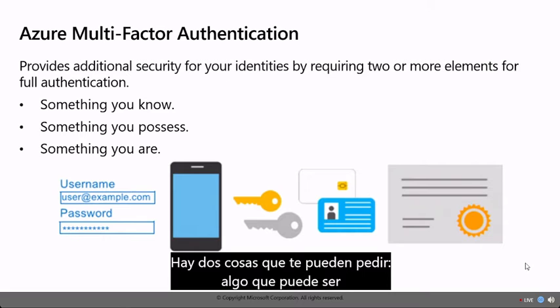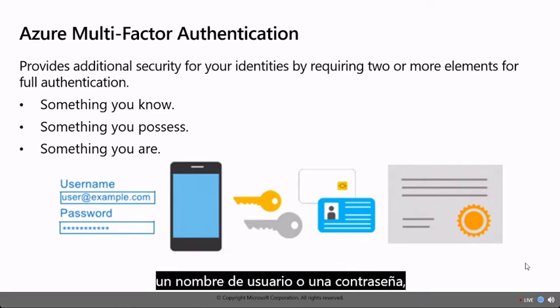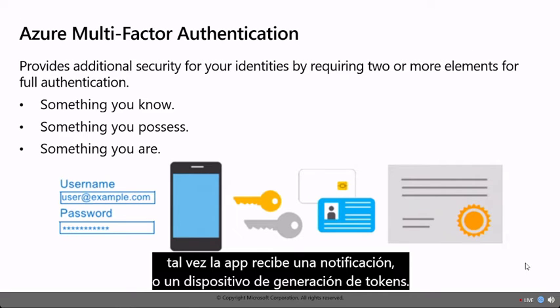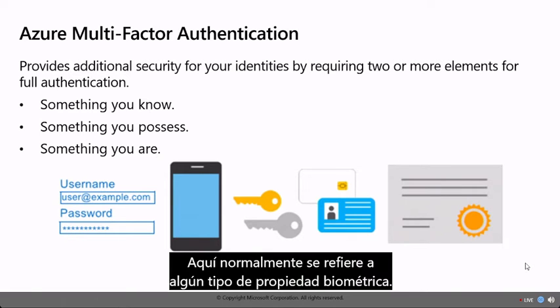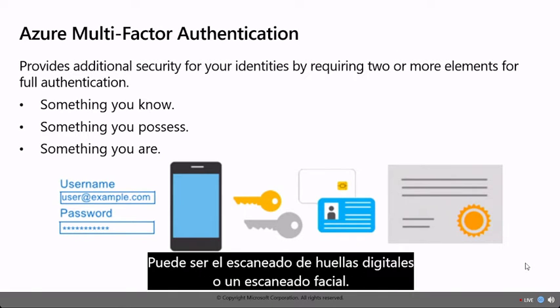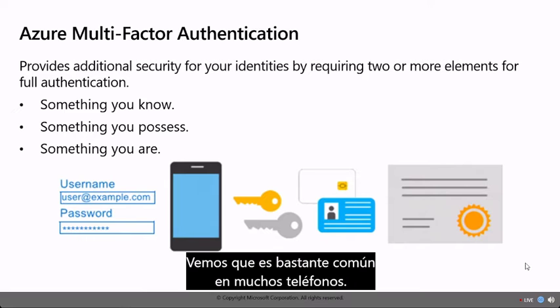There are a few things that you can ask for. Something you know, which can be a username or a password or an answer to a security question. Something you possess, which could be a mobile app that receives notifications, or a token generating device. Or it can be something you are, and this is usually some type of biometric property, like a fingerprint scan or a face scan. We see that's pretty common on a lot of phones.